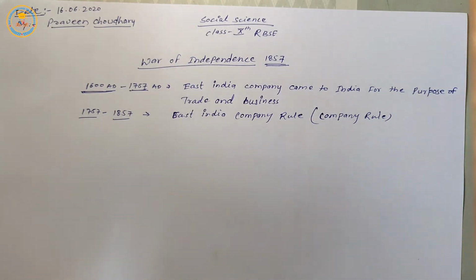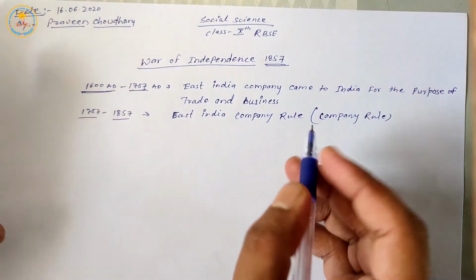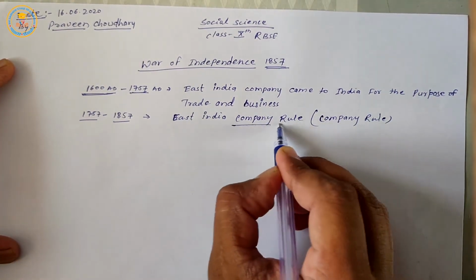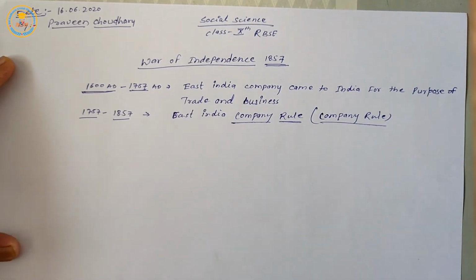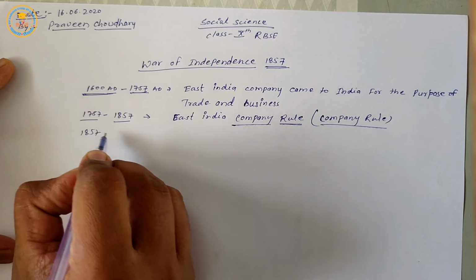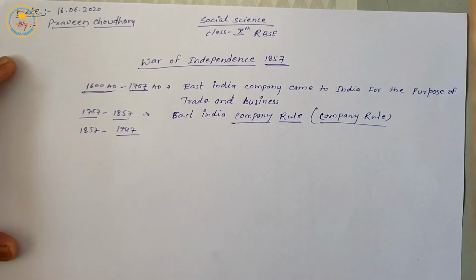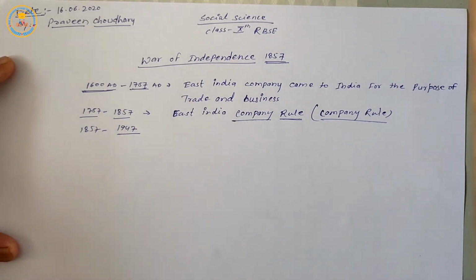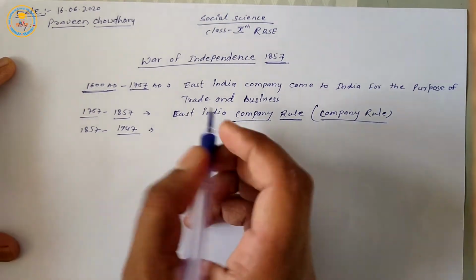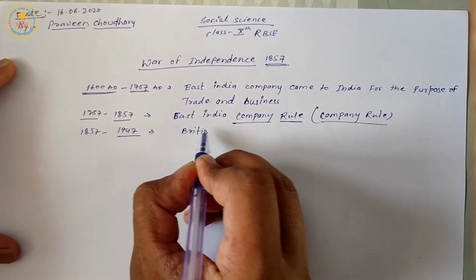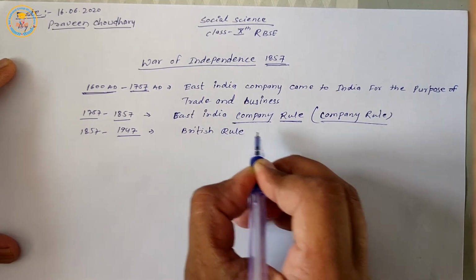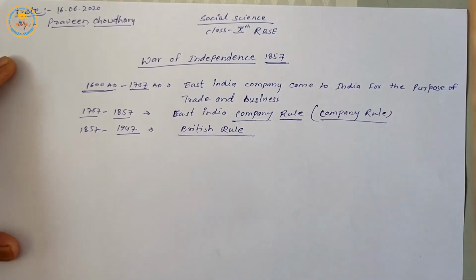In this period, the English East India Company, which came to India for trade and business, established its control and set up company rule in India. And after 1857, until August 1947, when our India got independent, this time period is known as British rule, or the British Raj.